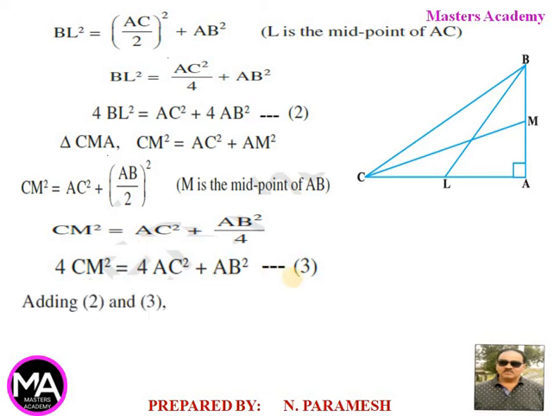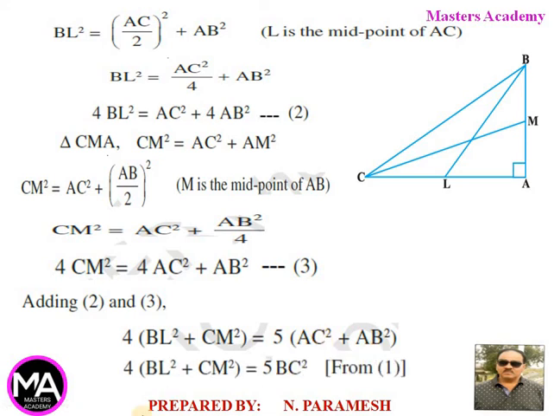Adding equation 2 and equation 3. 4 of BL square plus CM square is equal to 5 AC square plus AB square. Therefore, 4 BL square plus CM square is equal to 5. With the help of equation 1, AC square plus AB square is equal to BC square. Therefore, 4 of BL square plus CM square is equal to 5 BC square.